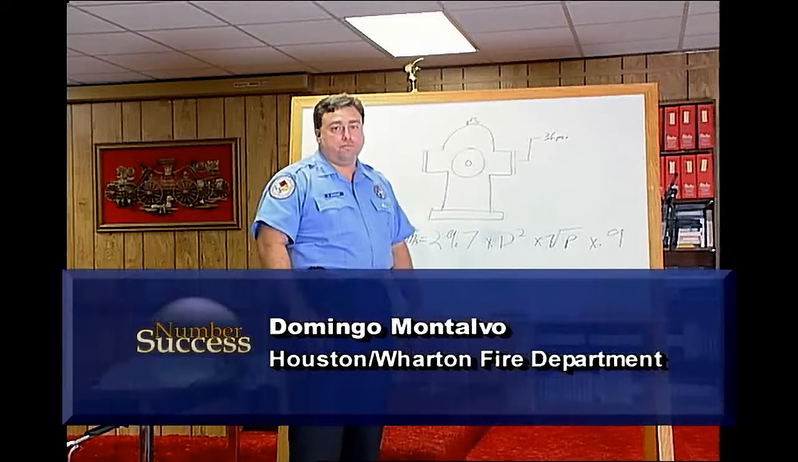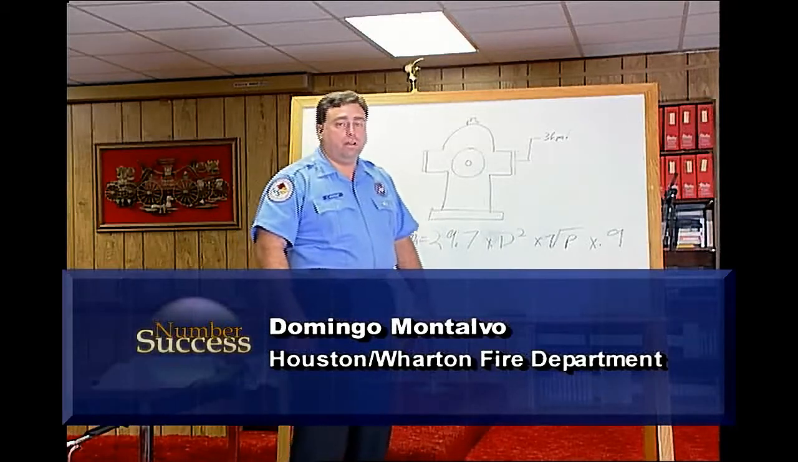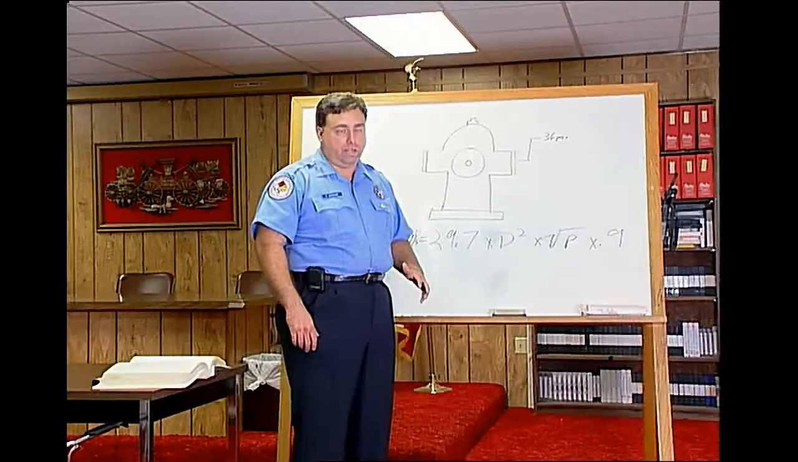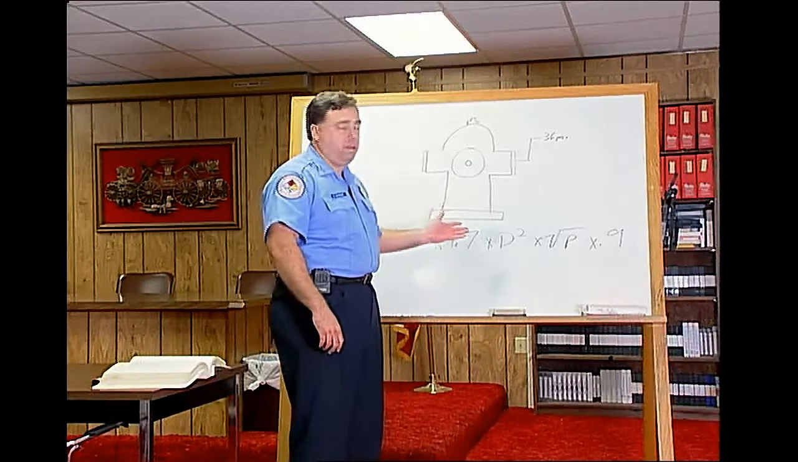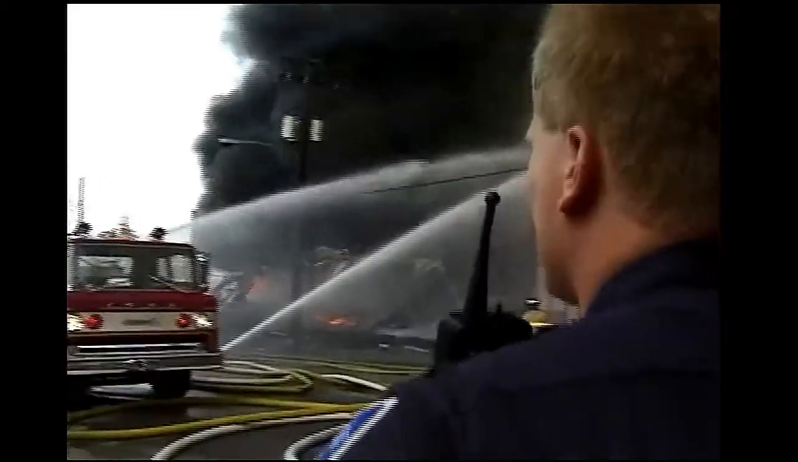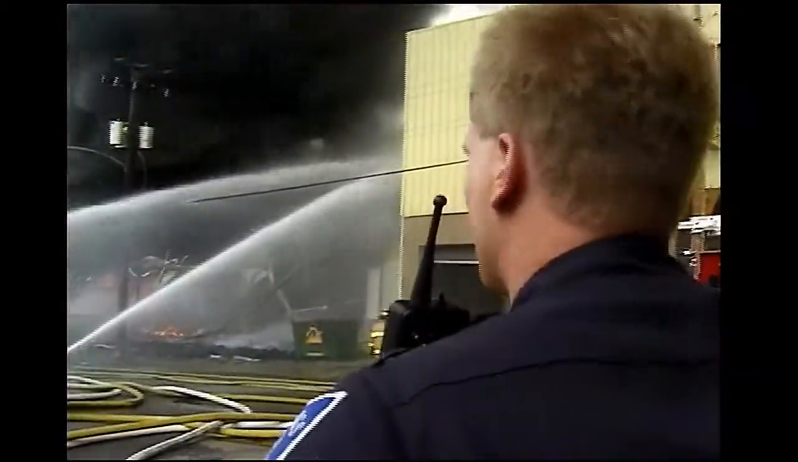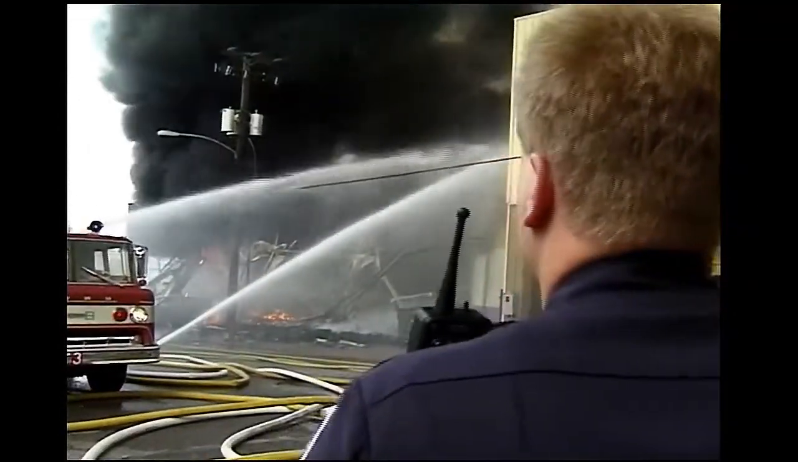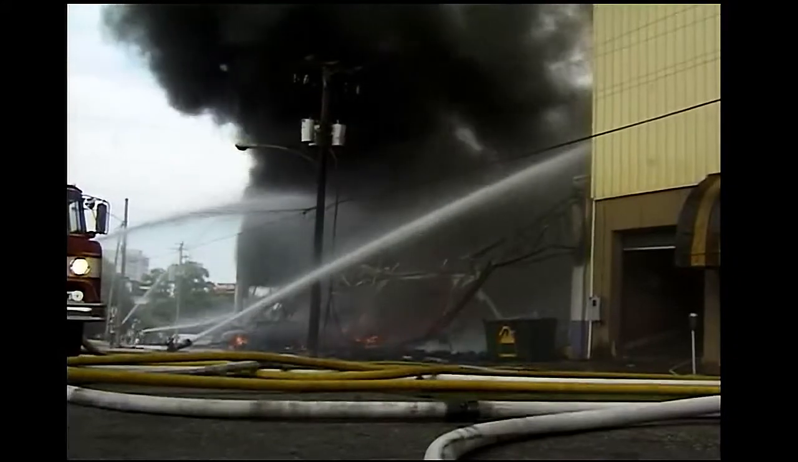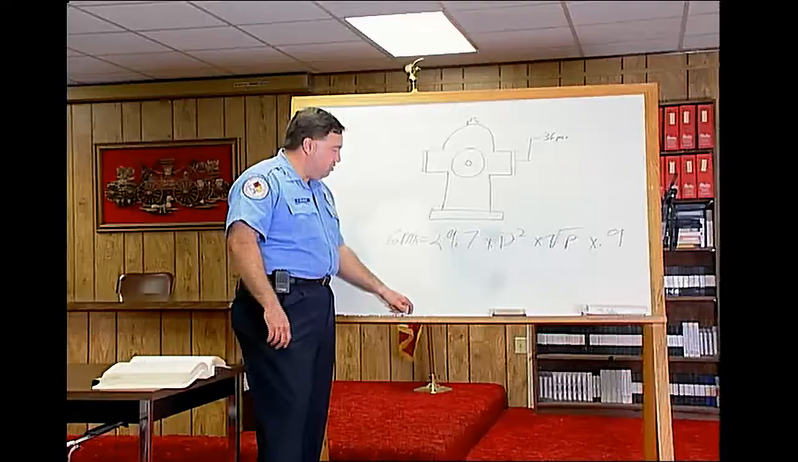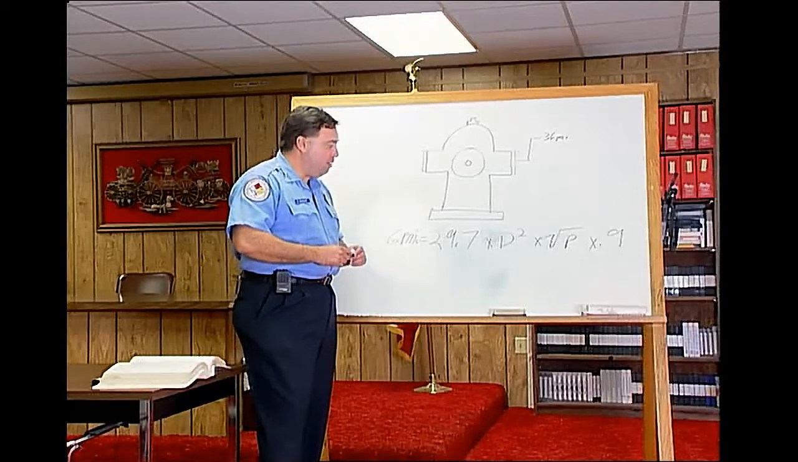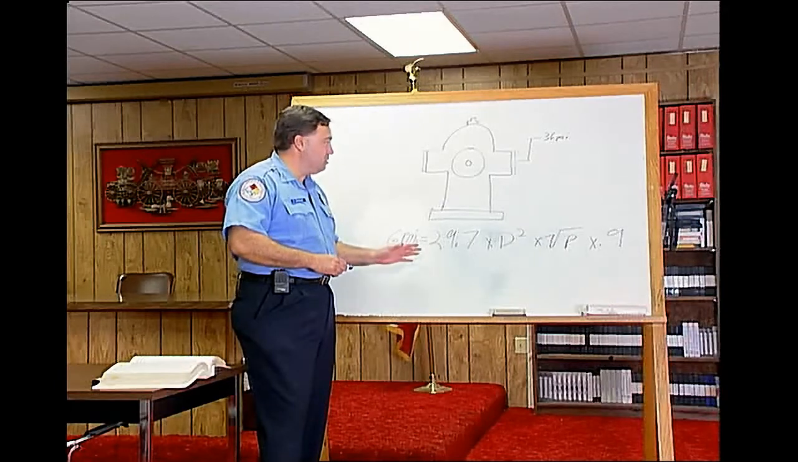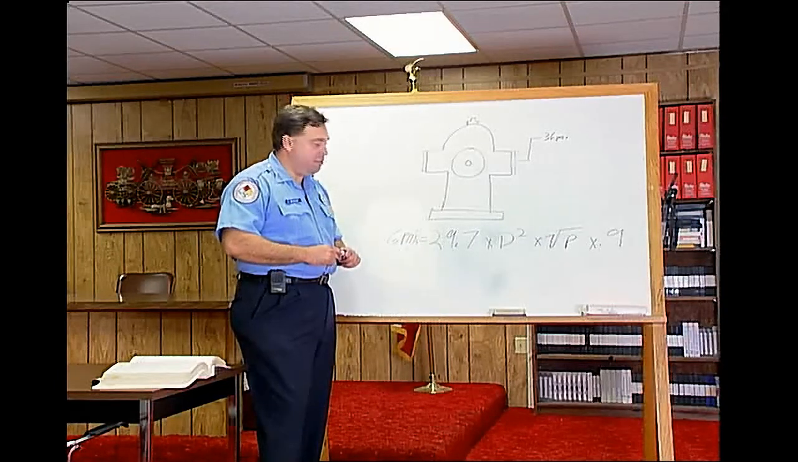In the fire service, it's very important for us to know how much of a supply of water we're going to have. And usually we use the fire plug. And most normal fire plugs are set at 36 PSI. So in order to know the gallons per minute, we have this formula. And so what we're going to do is work out a problem so we know how many gallons a minute we're going to be getting out of this hydrant.